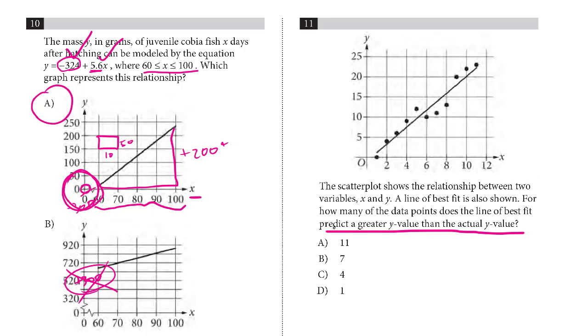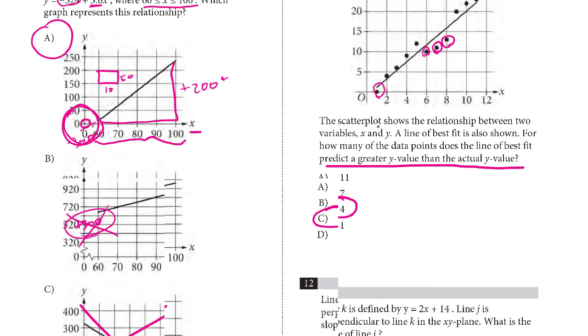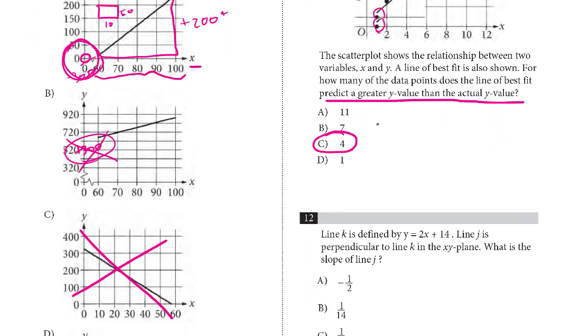It can go either way. In this case, the predicted y value is greater than the actual value, which means I want the dots below. There's 1, 2, 3, 4. All the line predicted is greater than all of those. So the answer is, how many are there? There are 4 where the dots are below, or the line of best fit is greater than the actual data points. That's a pretty typical question on the exam.